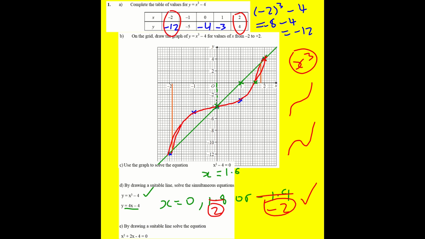All right, last one. By drawing a suitable line, solve the equation x cubed plus 2x minus 4 equals 0. I want to get x cubed minus 4 equal to something, because I know what x cubed minus 4 looks like. So what I need to do is minus 2x from both sides, and hey presto, I've got it. Now I just need to draw y equals minus 2x. Let's do this.